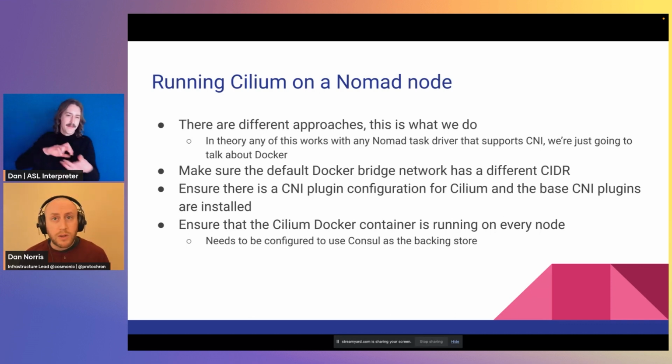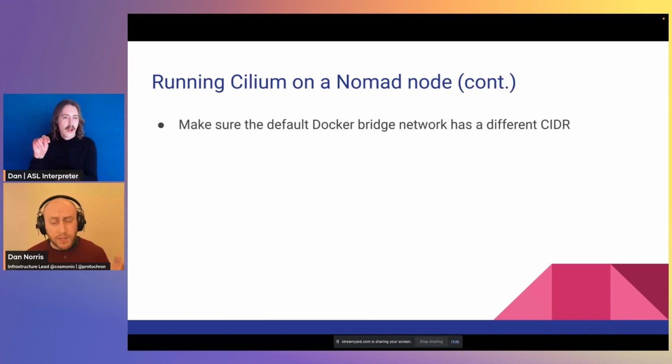Second, you need to make sure that the CNI plugin for Cilium is configured and that all the base CNI plugins are actually installed in the host system. And thirdly, you need to ensure that the Docker container, which is how we're running it, is actually running on every node, and it needs to be configured to talk to Consul. So first step, as I mentioned, make sure that the Docker bridge is different.